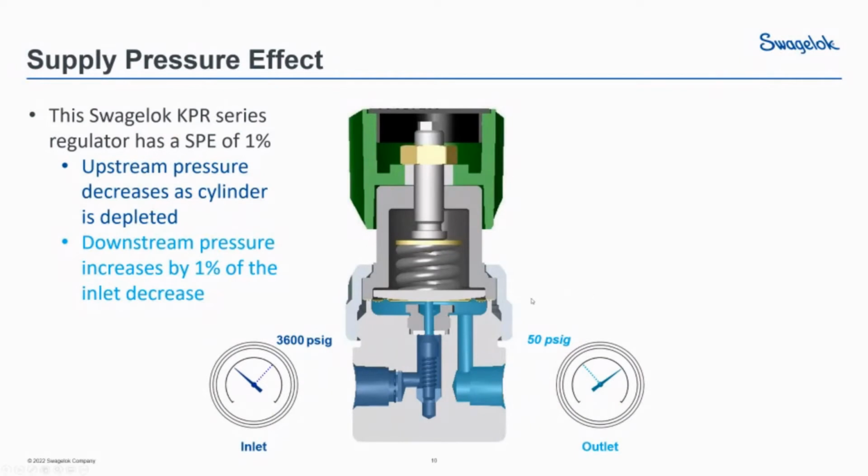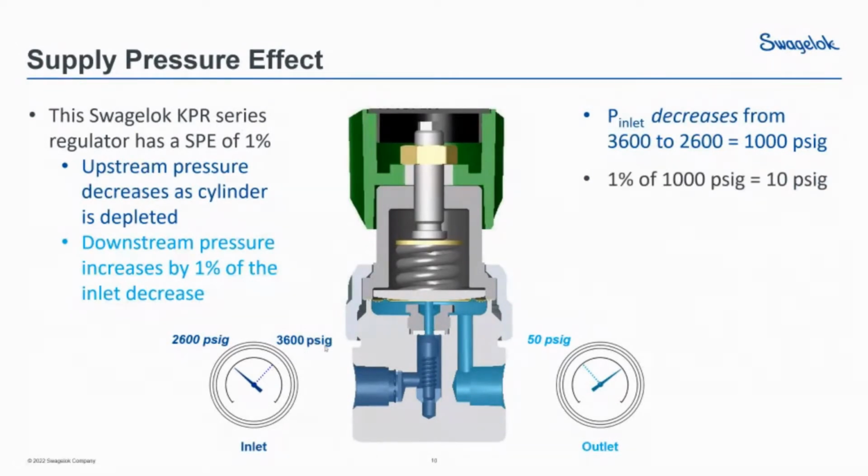Now let's stop the flow on this. We'll stop our inlet pressure from dropping at 2600 psi. So we've achieved a 1000 psi decrease on the inlet. So what does the outlet pressure look like? Well, we would take 1% of that 1000 psi change on the inlet, which is 10 psi. Once again, the sign changes. So because the inlet pressure went down, the outlet pressure will go up from 50 to 60 psi.